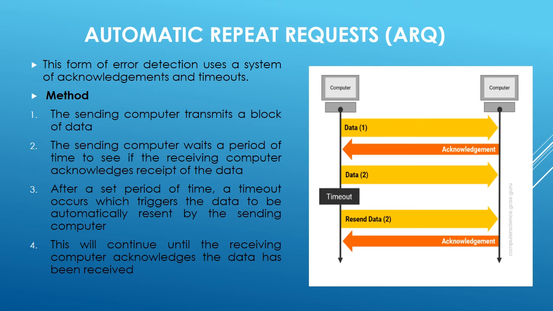The sending computer transmits a block of data. The sending computer waits a period of time to see if the receiving computer acknowledges receipt of the data. After a set period of time, a timeout occurs, which triggers the data to be automatically resent by the sending computer. This will continue until the receiving computer acknowledges the data has been received.